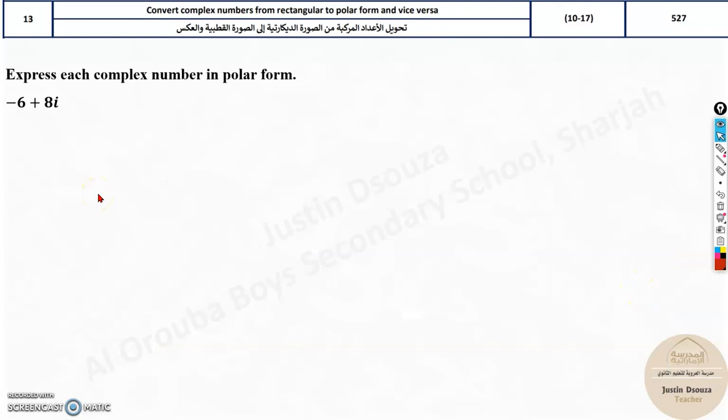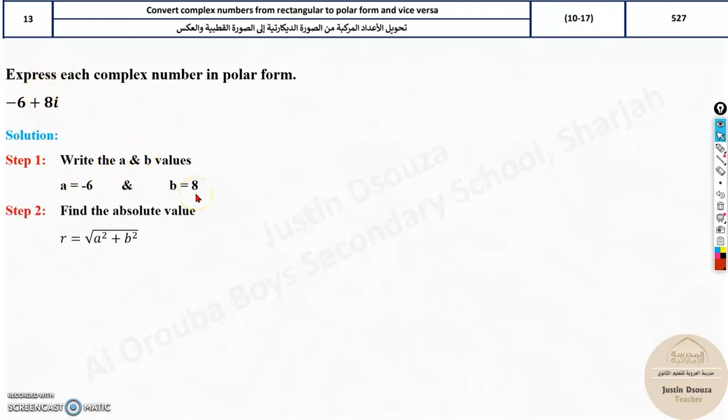Now let's see a problem. Whatever is given to us can be expressed as a plus bi. That means the first term, a value is -6 and b value is 8. And now we can use the formula of absolute value, that is r equals root of a square plus b square, and solve for r. That is, the radius is 10.